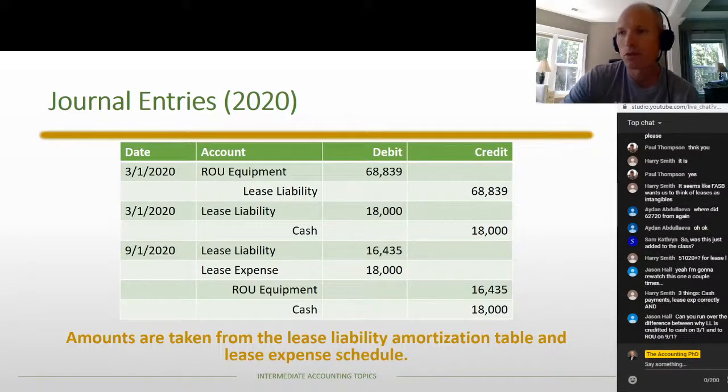Can you remember the difference between why the lease liability is credited to cash and to ROU? So Jason, I wouldn't say it that way.